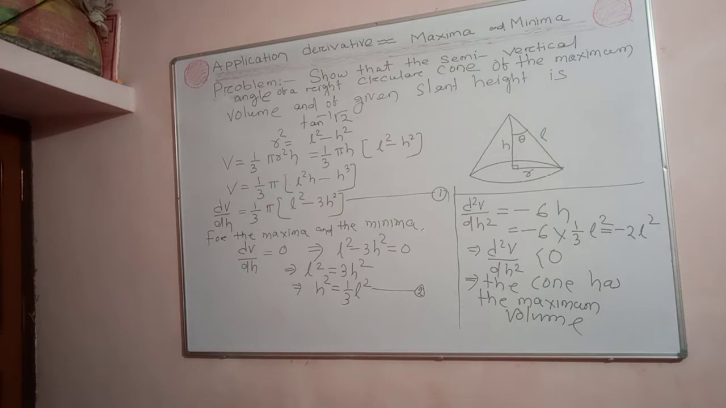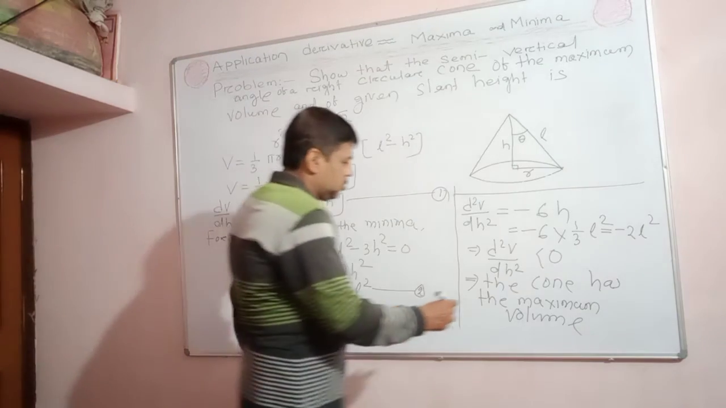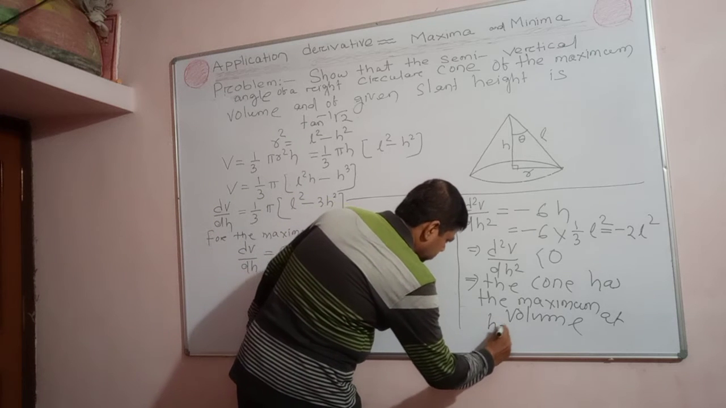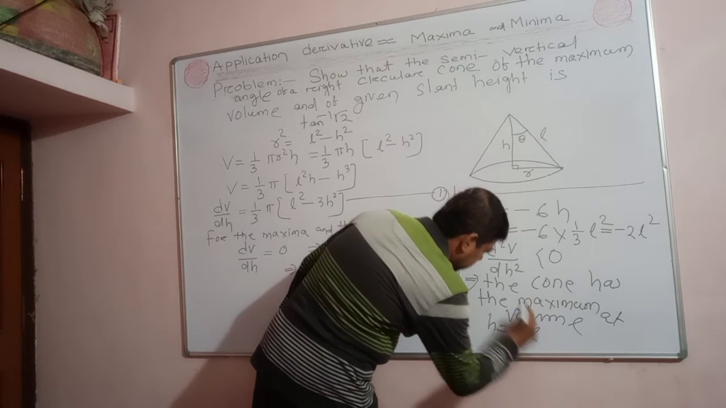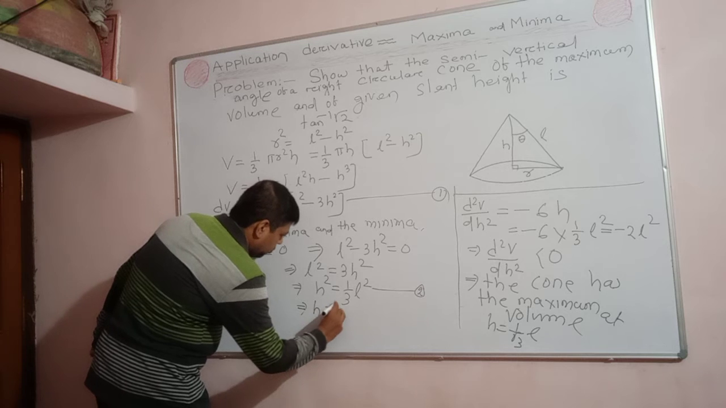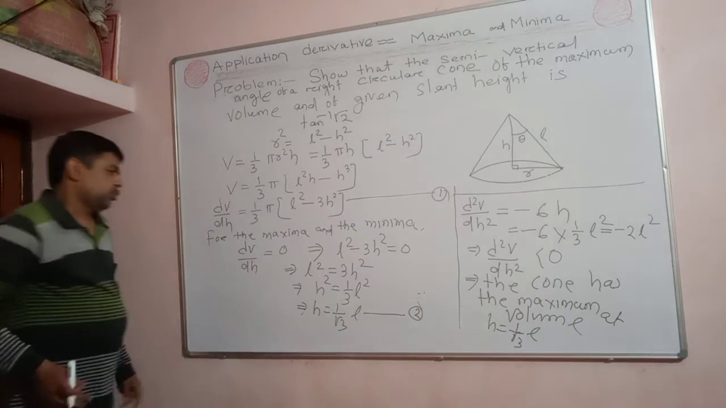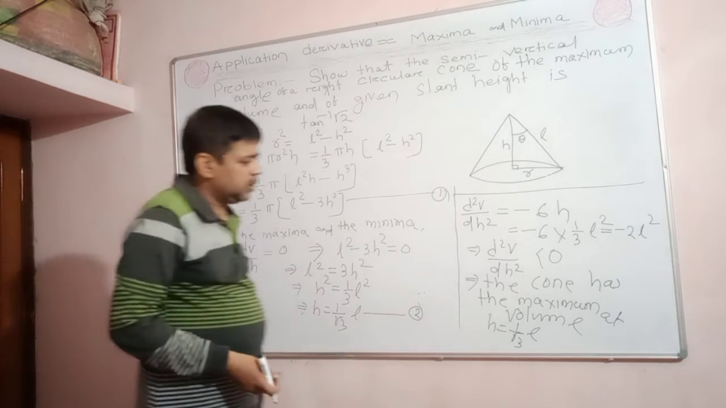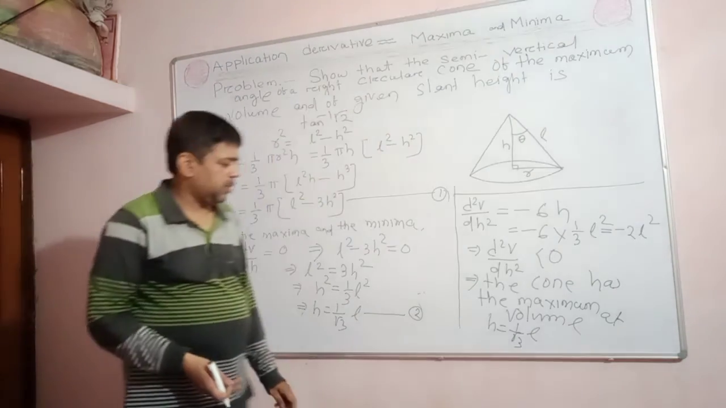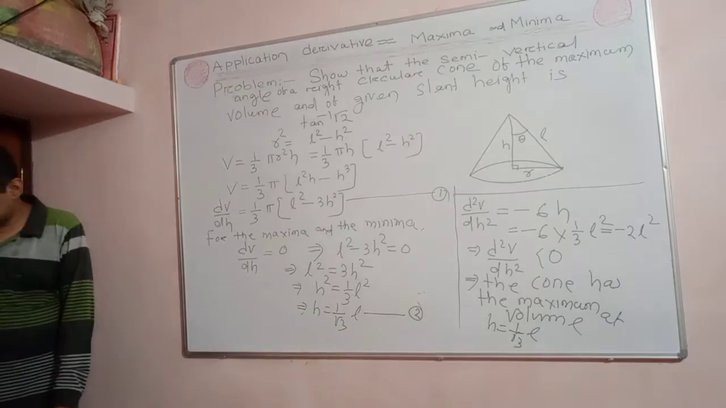Understand? h square is equal to L square by 3, or h is equal to 1 by root 3 L. Because this is the critical point, you can write h is equal to 1 upon root 3 L. This is the critical point of the function, equation number 2. So the cone attains the maximum volume at the point h is equal to 1 by root 3 L. Is it clear?